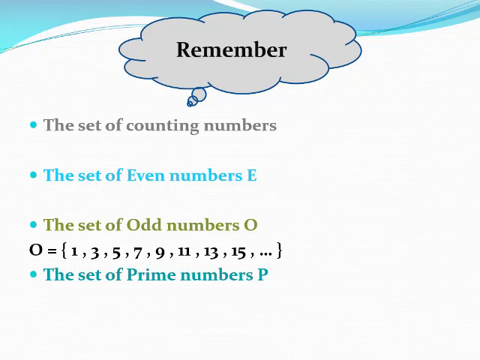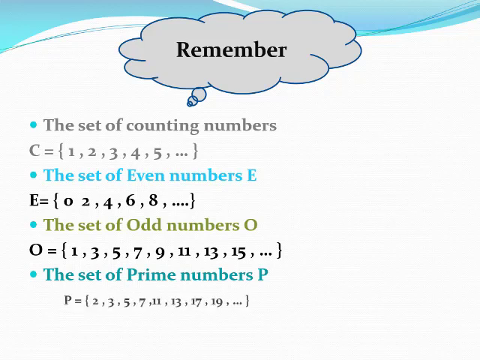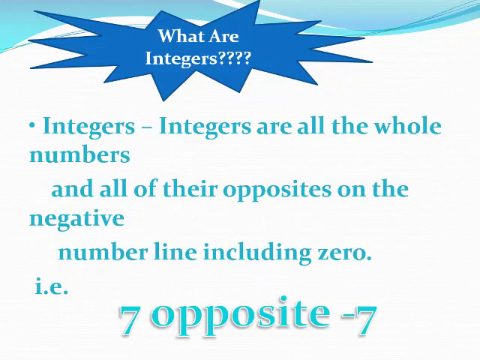Remember the set of counting numbers denoted by the letter C. C equals 1, 2, 3, 4, and so on. The set of even numbers denoted by E. E equals 0, 2, 4, and so on. And the set of odd numbers denoted by O. And O equals 1, 3, 5, 7. And the set of prime numbers B equals 2, 3, 5, 7, and so on.